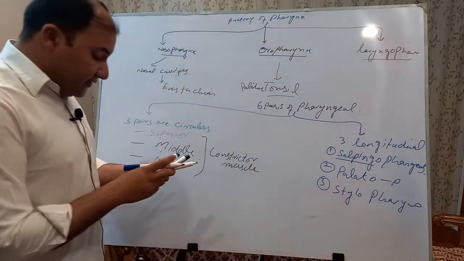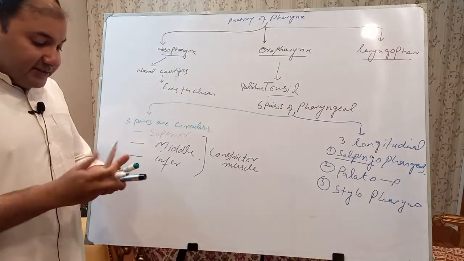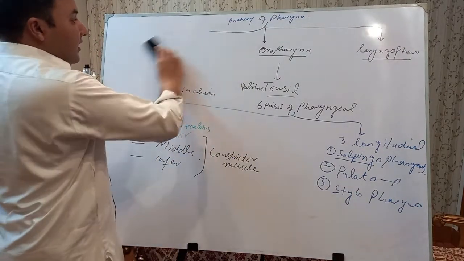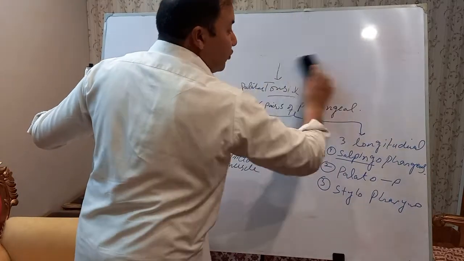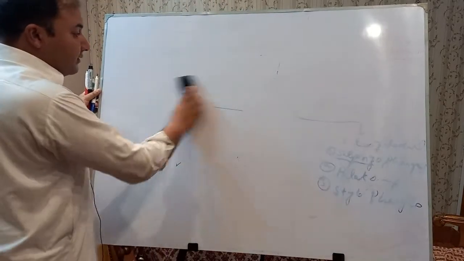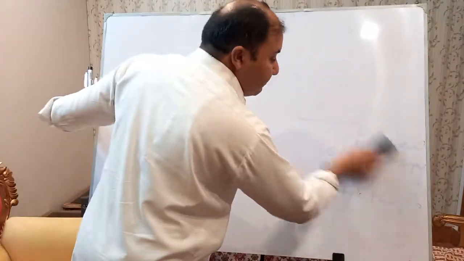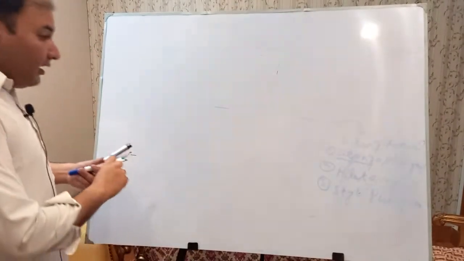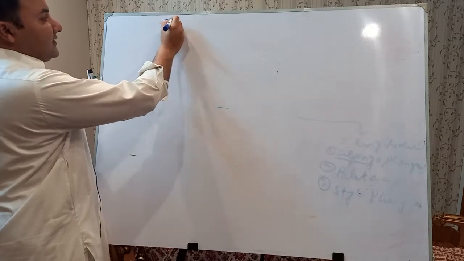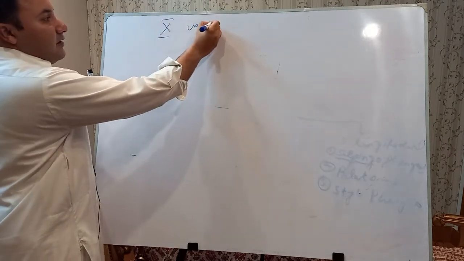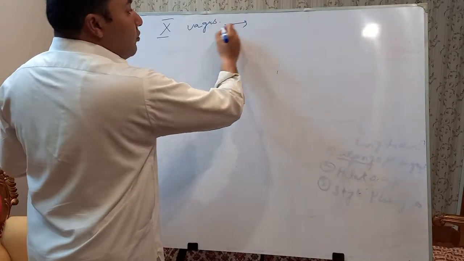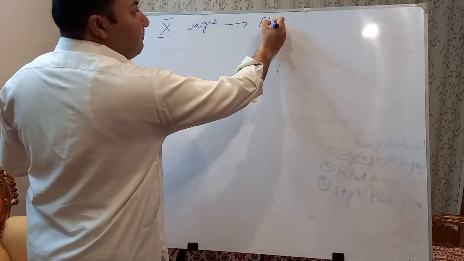We have some important facts about these muscles which are very important to discuss before the start of origin and insertion of these muscles. We discuss some important facts so we can easily memorize these muscles. All of these muscles are supplied by the vagus nerve, that is the 10th cranial nerve, through the pharyngeal plexus.